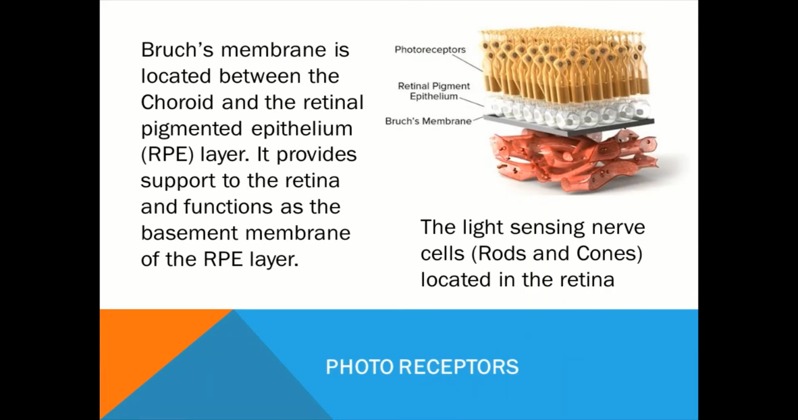Photoreceptors, the light sensing nerve cells, that is the rods and cones, are located in the retina. Bruch's membrane is located between the choroid and the retinal pigmented epithelial layer, that is the RPE layer, which we looked at a little above. It provides support to the retina and functions as the basement membrane of the RPE layer. For revision, you can scroll up or move back to the RPE layer.